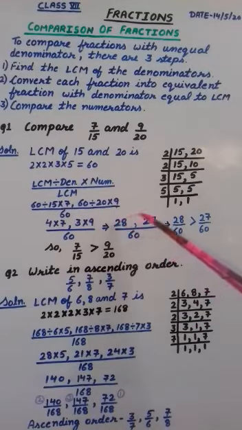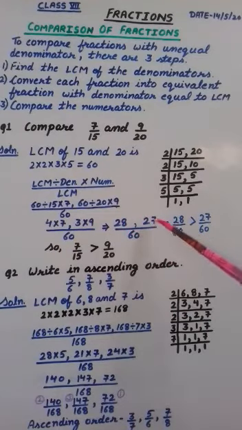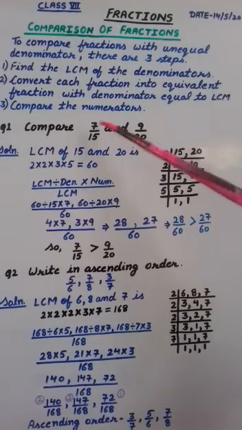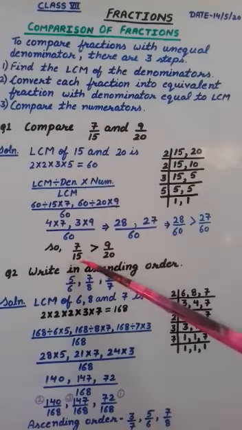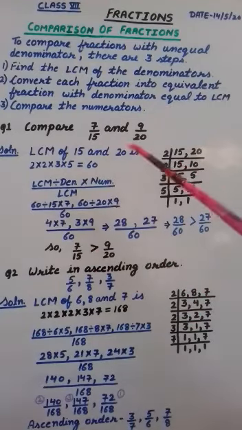Now let's compare the numerators, because now the denominator is the same, so we have to compare the numerator part. So which one is greater here? 28 upon 60 is greater than 27 upon 60. And when we are writing in this form, which fraction is greater? 7 by 15 is greater than 9 by 20. So this is how to compare these fractions.